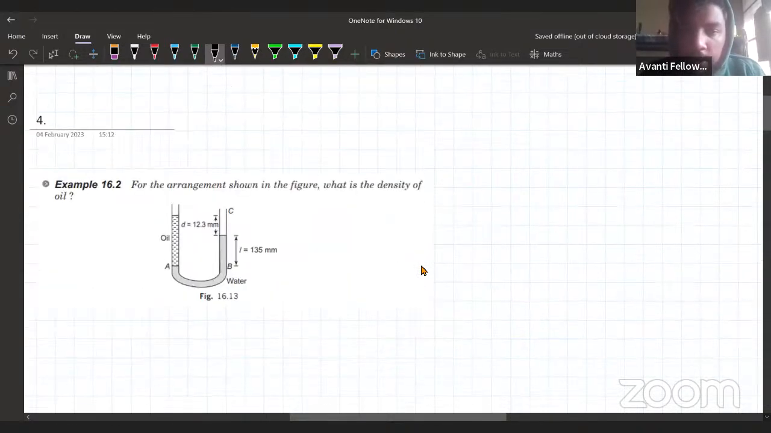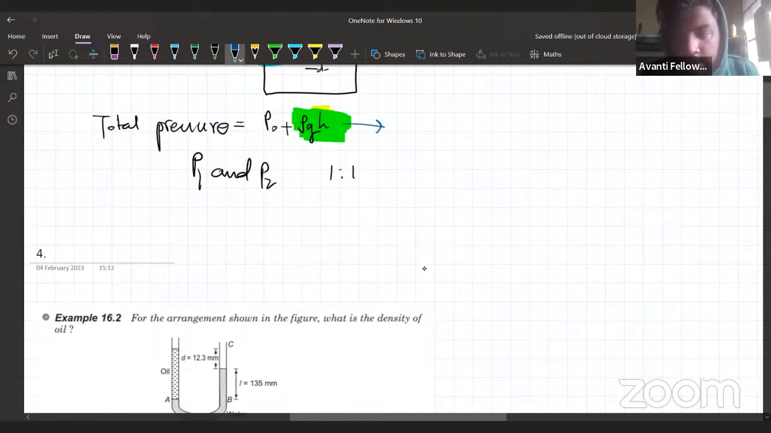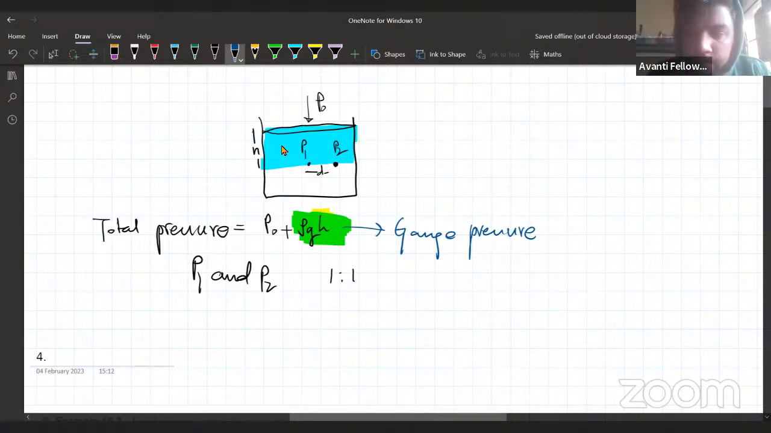One last thing. This rho G H term, individually, is called gauge pressure. So if I want to calculate gauge pressure, you just have to calculate the pressure due to the liquid above, nothing else. What is gauge pressure? The pressure due to only the liquid, not the external pressure due to the atmosphere.